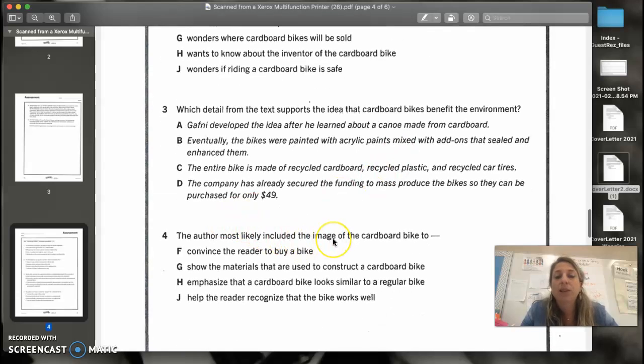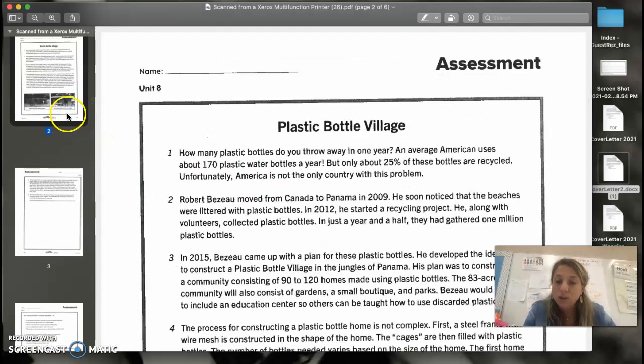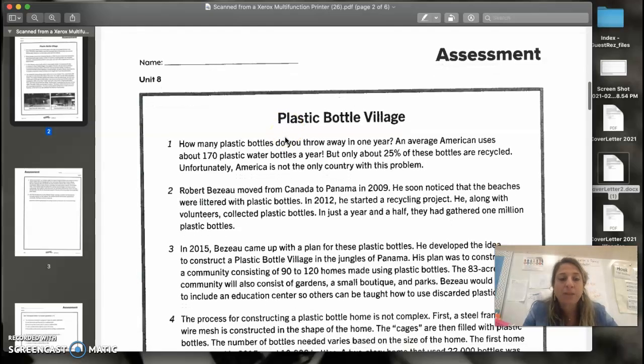The author most likely included the image of the cardboard box to what? Write a little note right here after you look at that box. Why do you think he put a picture of the box? How is that helpful? What was his purpose in doing that? And then match up what you think. So after we do those, we're going to go back to the second story, Plastic Bottle Village.